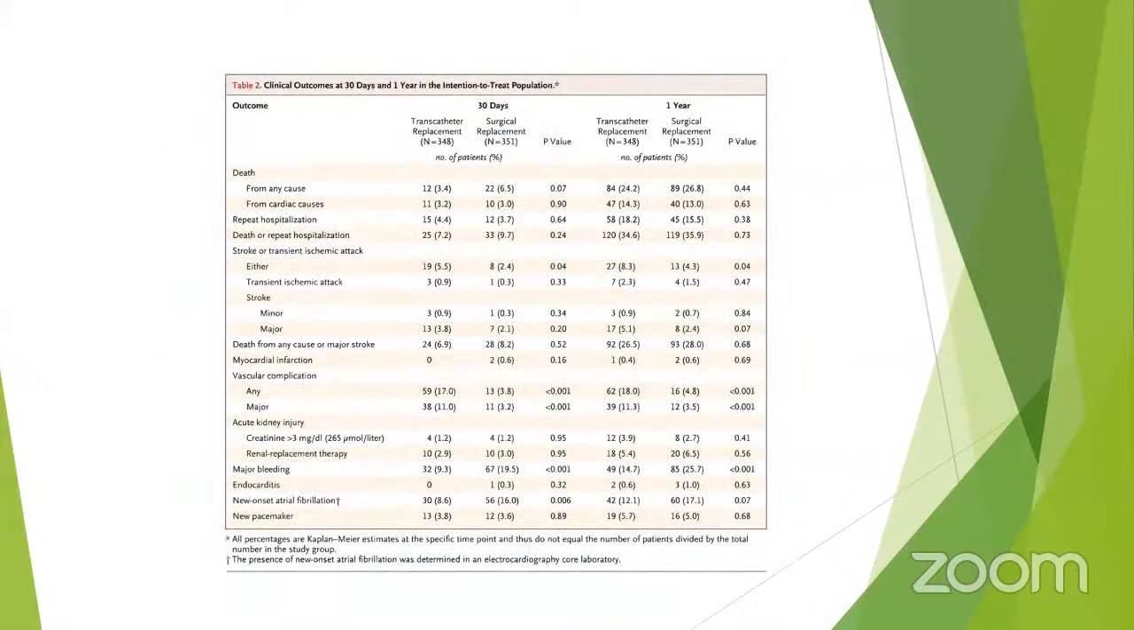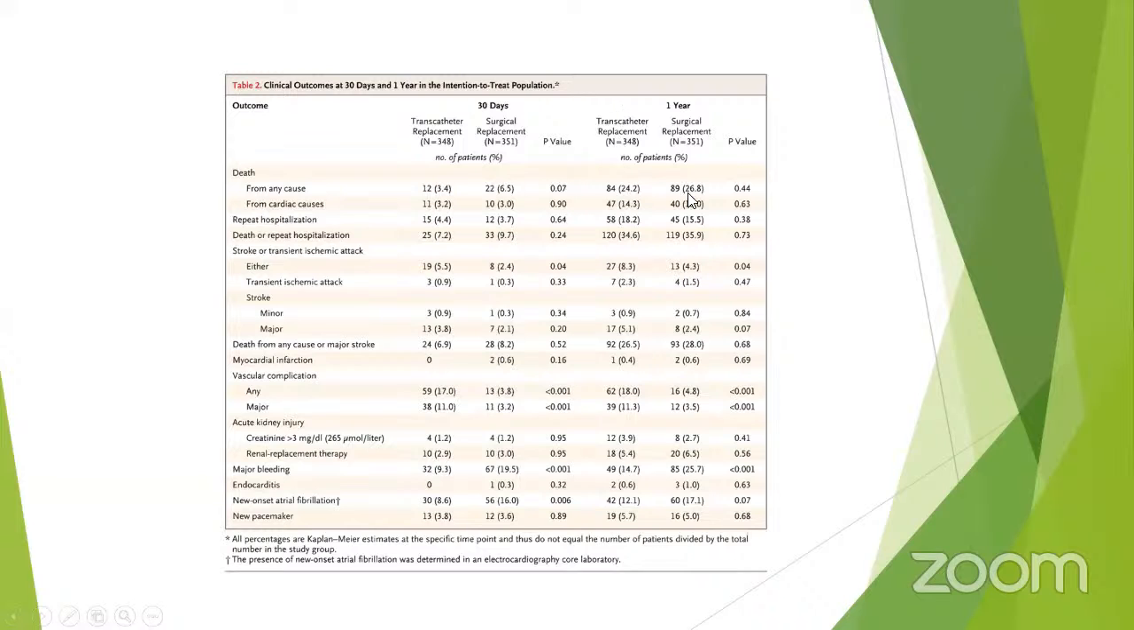So the 30-day and 1 year outcomes, as can be seen here: at 30 days, there was no significant difference in death from any cause in both the transcatheter or the surgical group. It was only 3.4% in the transcatheter group versus 6.5% in the surgical arm, with a p-value of 0.07. And again, at 1 year, there was no significant difference.